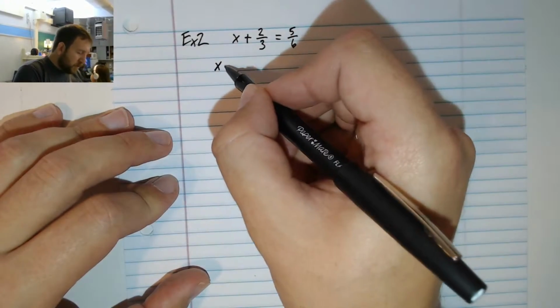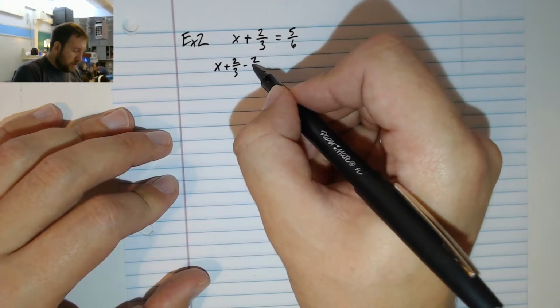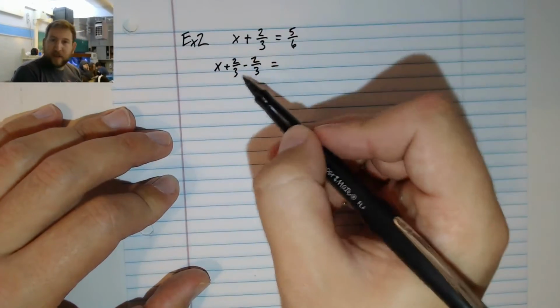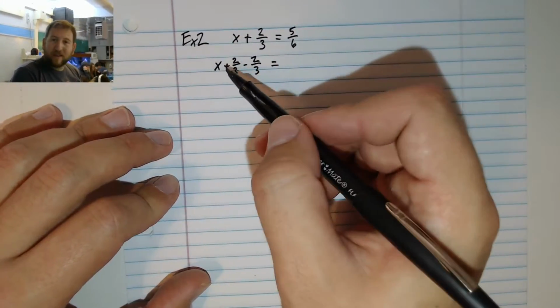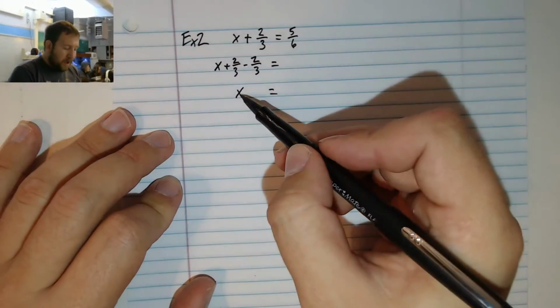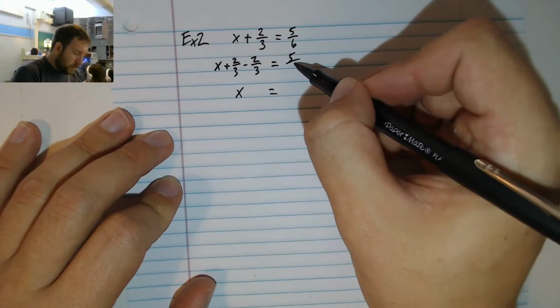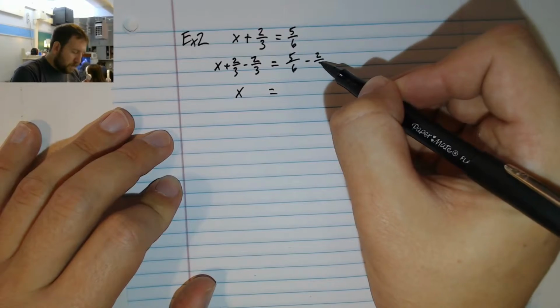So I'm going to use my inverse property of addition, and I'm going to do x plus 2/3 minus 2/3. That will give me 0 on this side, and it'll leave this little x all by itself. Exactly what I want it to be. But I need to do the same thing with my other side. So I'm going to do 5/6 minus 2/3.